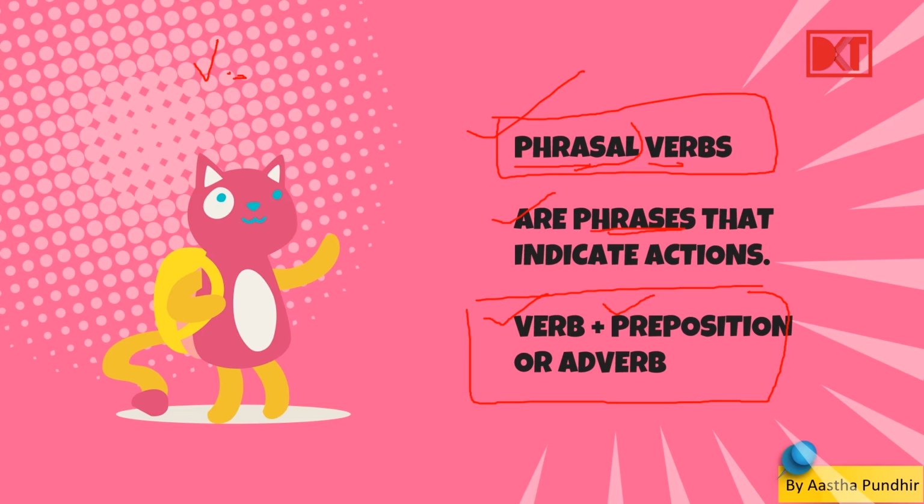Alright, so what do phrasal verbs contain? They are verb plus any preposition or adverb. Now we know that verbs are words, but phrasal verbs are phrases. But both of them do the same thing of indicating certain actions. Alright, the only difference is that verbs are words and phrasal verbs are phrases, and they are formed with the verb plus any preposition or adverb.